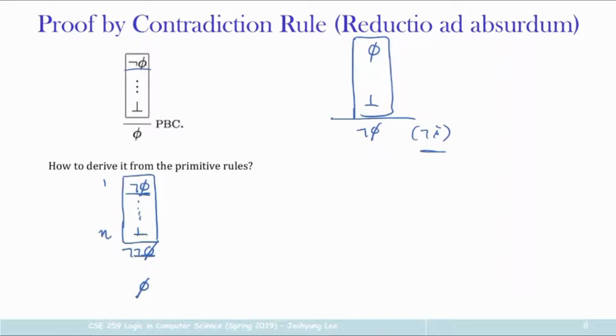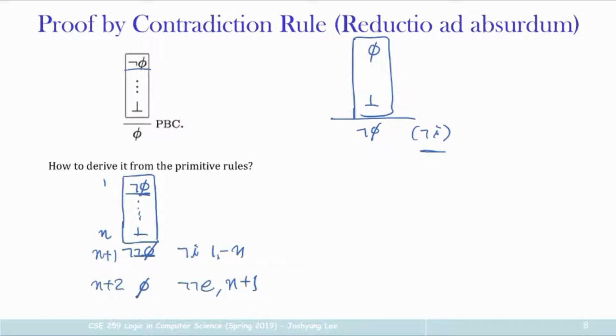So from here to here is negation introduction for lines 1 to n. And from here to here, this is n plus 1. How do we go from n plus 1 to n plus 2? And this is just double negation elimination, applied to line n plus 1.